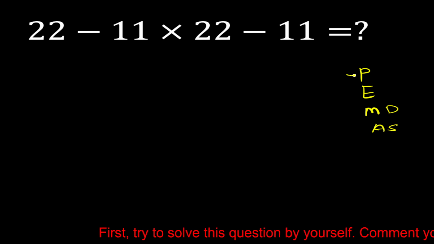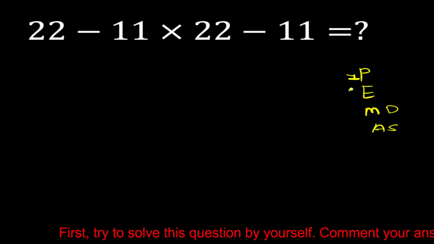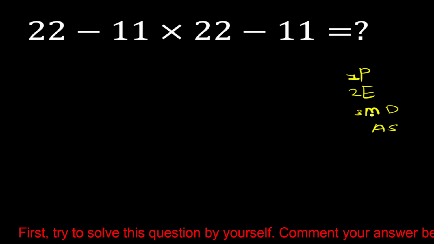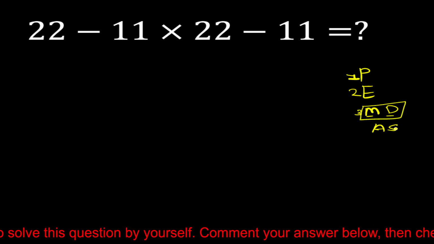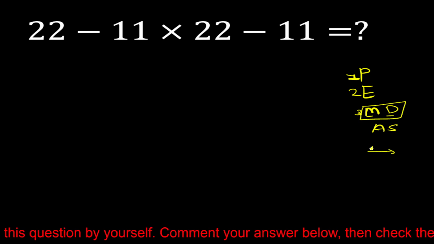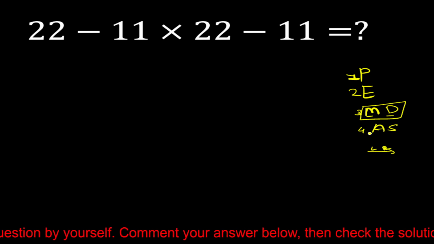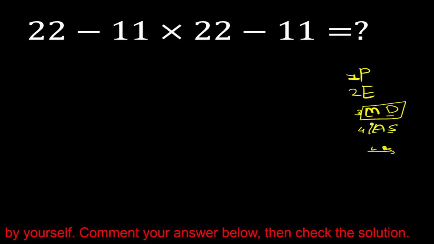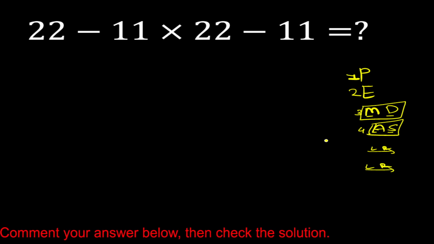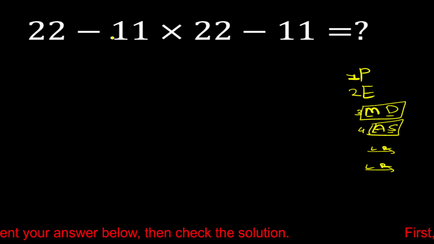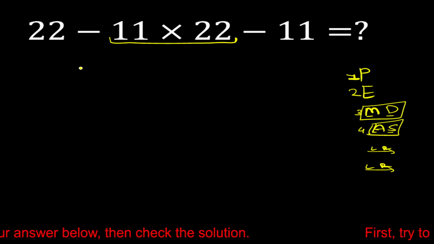PEMDAS. According to the PEMDAS rule, first priority is parenthesis, second priority is exponents, third priority is multiplication and division. Here multiplication and division both have equal priority, so we have to solve it from left to right. Fourth and last priority is addition and subtraction, also both have equal priority, so we have to solve it from left to right. Okay, so according to the PEMDAS rule, first we have to solve this multiplication.